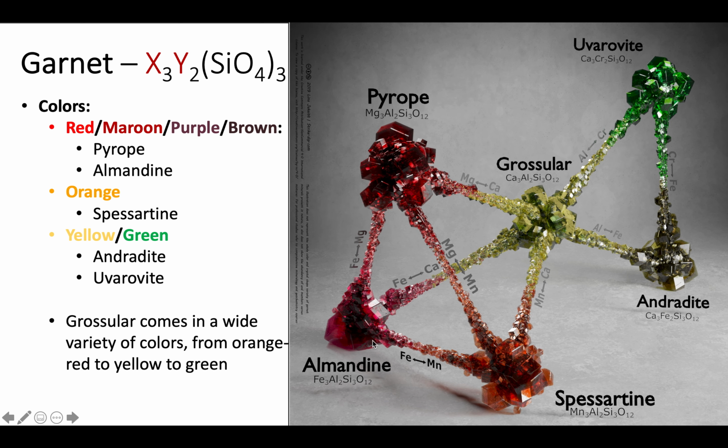So we have our red and orange garnets here as our aluminum-rich garnets, and then we've got our green and yellow and gold-colored garnets here as our calcium-rich garnets. And grossular, because it has both calcium and aluminum, is intermediate between these groups. And so grossular comes in the widest range of colors. It can take on an orangish red color or a yellow or green color. So that's garnet. Super pretty.